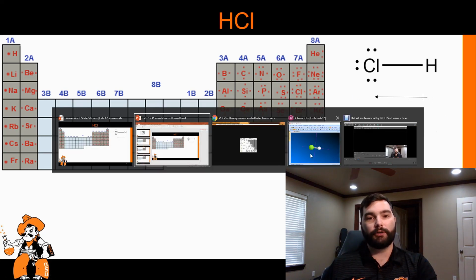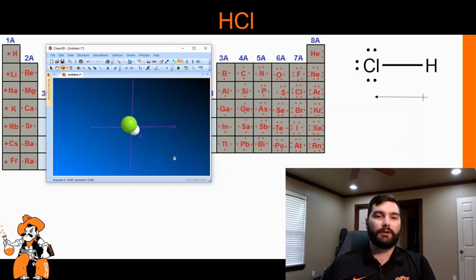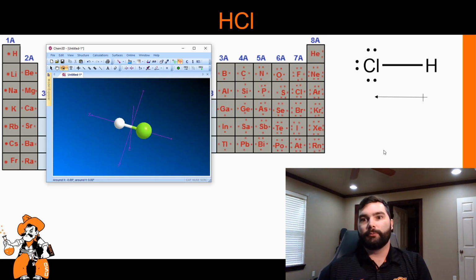So what this molecule looks like in 3D is this. Once again, totally linear, but you can see the polarity difference based off of the size of our two spheres here. So once again, the total number of valence electrons here, you would have 7 for chlorine, 1 for hydrogen, so total valence electrons is 8. You have 3 lone pairs, 1 bonding pair, and you have 1 sigma bond.